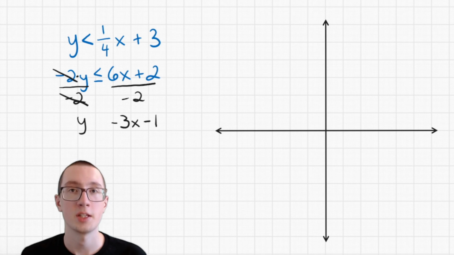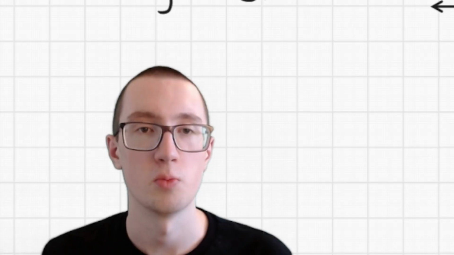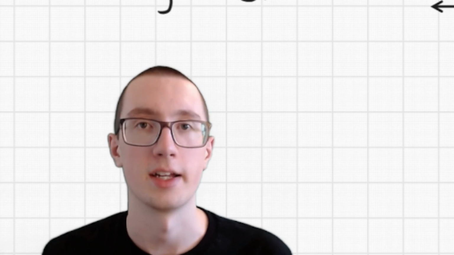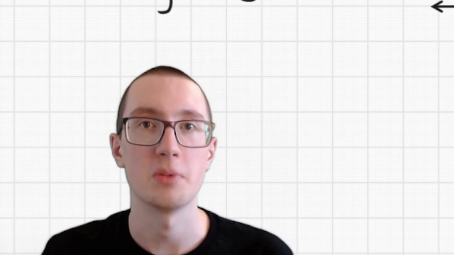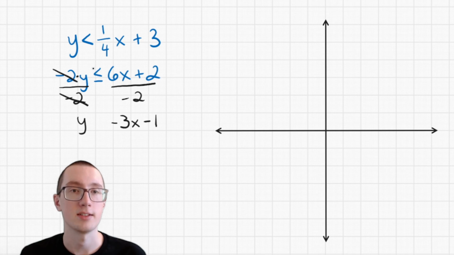But remember, the one thing that makes solving inequalities different from just solving an equation is that whenever you multiply or divide by a negative number, you have to flip the sign. So in this case, the sign was less than. Now it's going to be greater than or equal to.